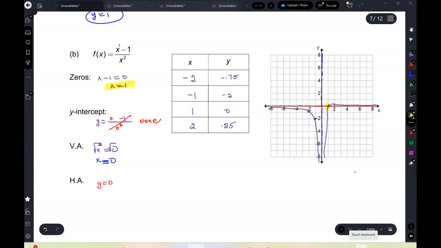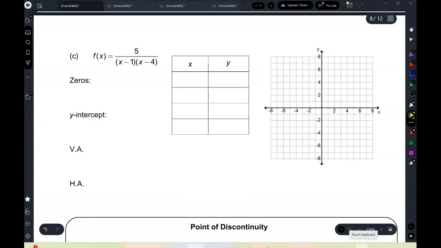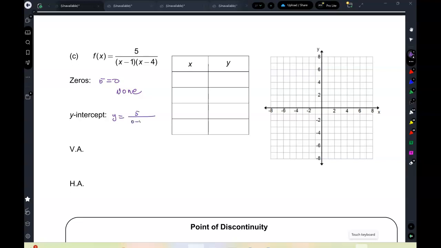Okay, let's do another one. For the zeros, I set the numerator equal to 0. Is that possible? No, so none. The y-intercept. Y equals 5 over 0 minus 1, 0 minus 4. 5 over negative 1 times negative 4. So that's 5 over 4.